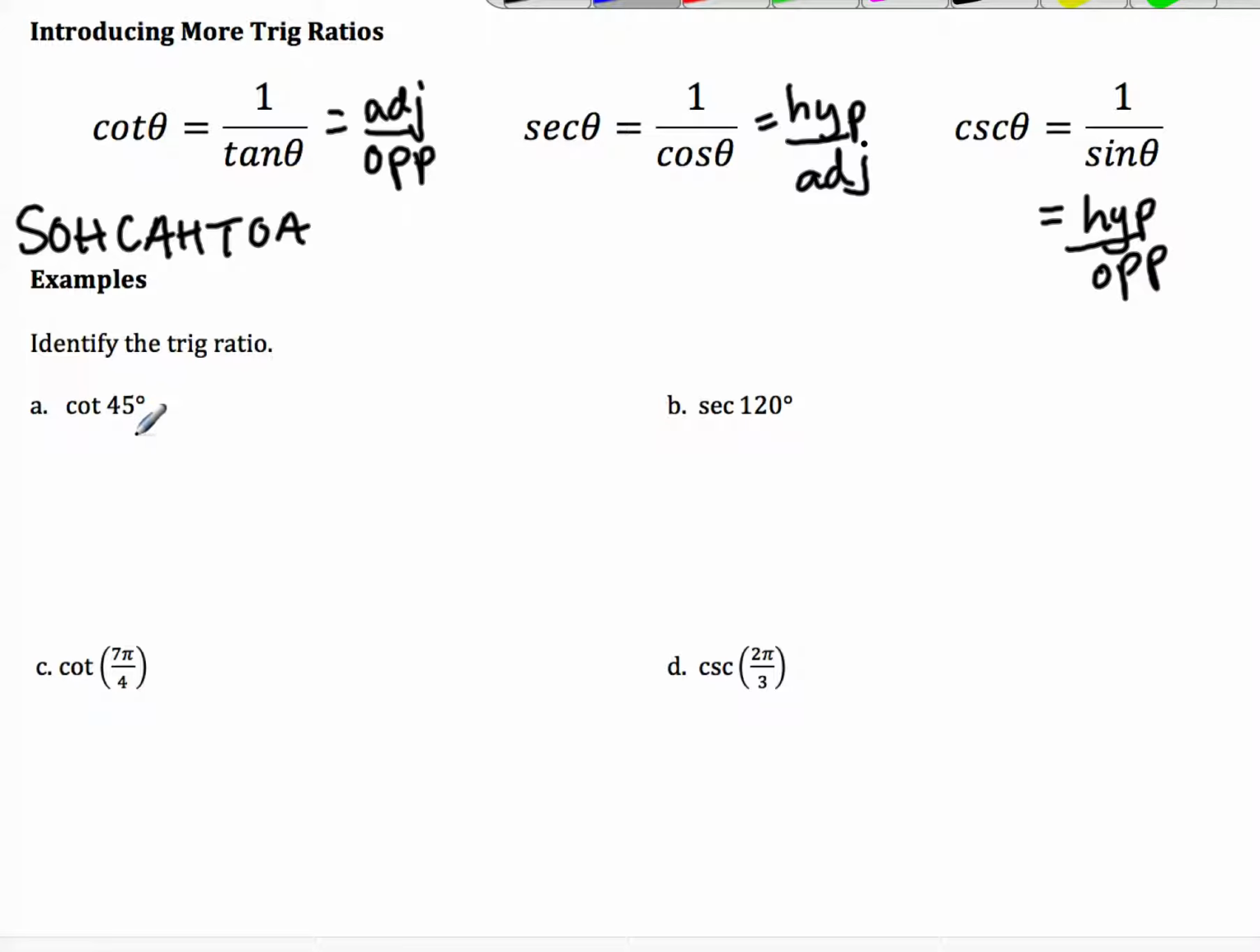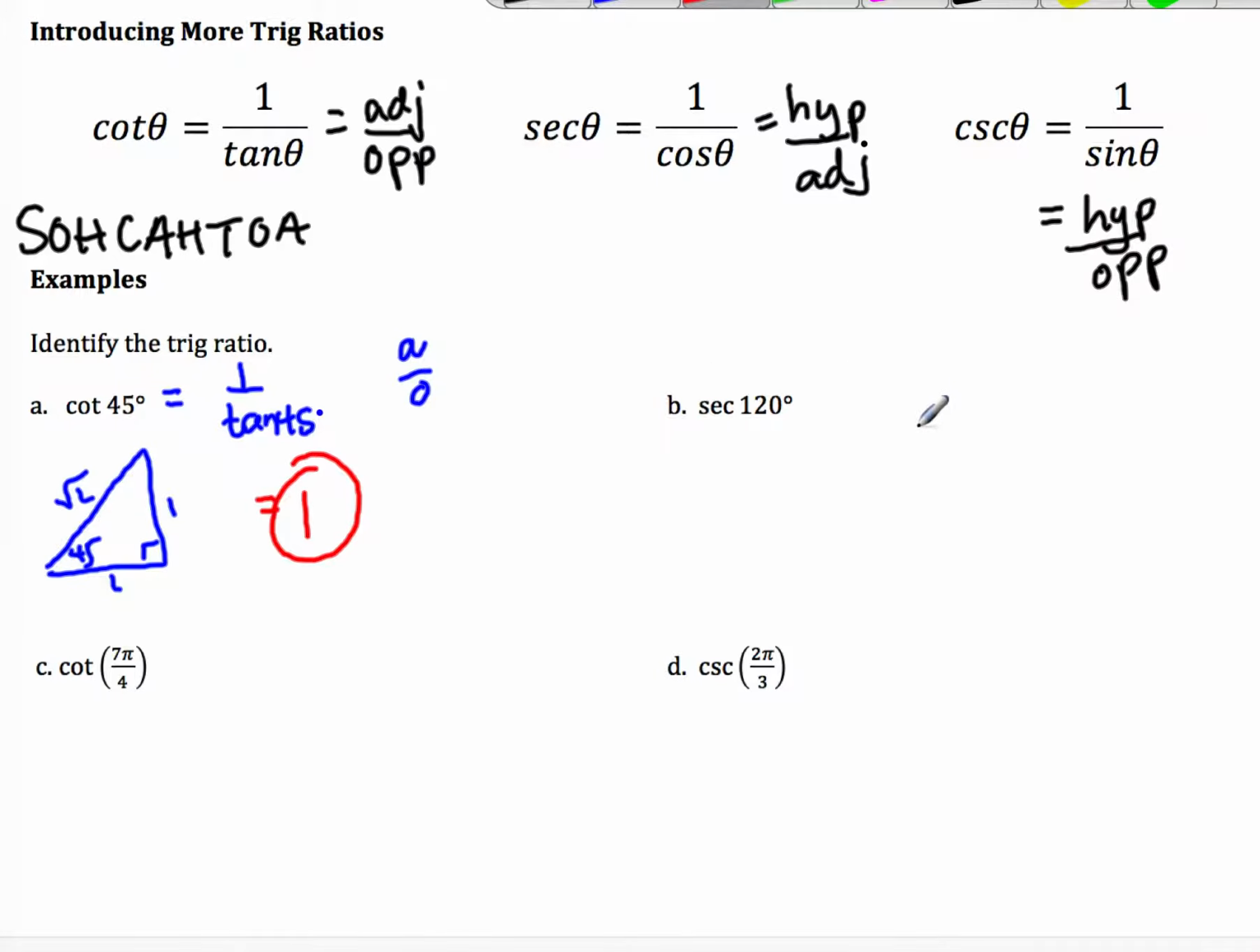Well, the cotangent of 45 degrees, we know that from our special triangle. So cotangent is the same as 1 over the tangent of 45 degrees. Or if you want to think about it, it's adjacent over opposite. Let's draw our special triangle here, our 45, 45, 90, with a 1, 1, root 2. And if it's adjacent over opposite, that still ends up giving us the value of just 1.